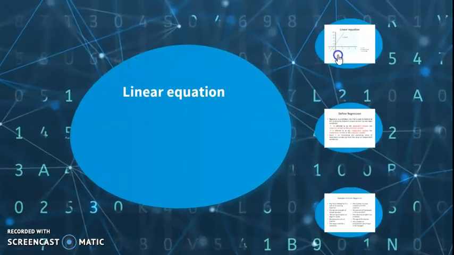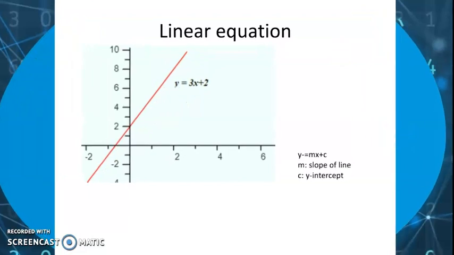So when I say linear regression, we come to a linear equation, that's a line equation. You all have done this since your childhood. What is the equation of a line? The equation of a line is y is equal to mx plus c, wherein m is nothing but the slope of the line that's defined by change in y divided by change in x, and c is nothing but the y-intercept. So that's nothing but a linear equation.